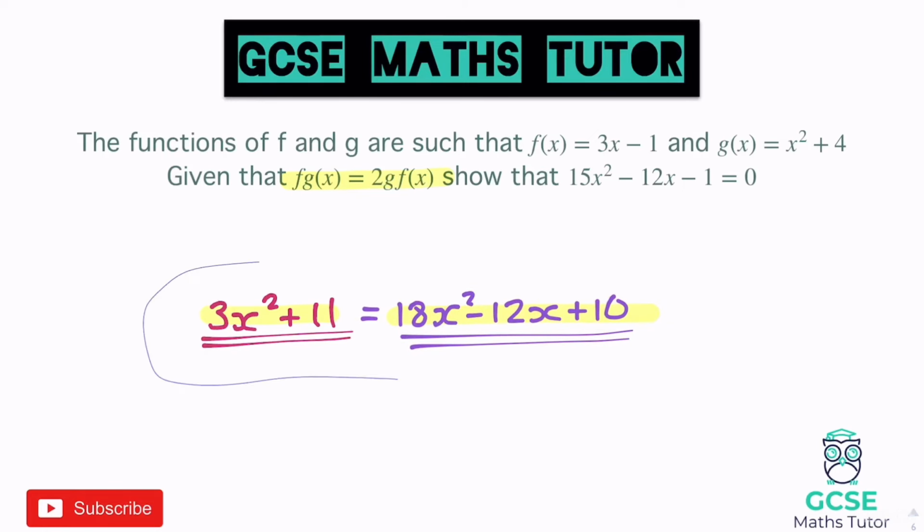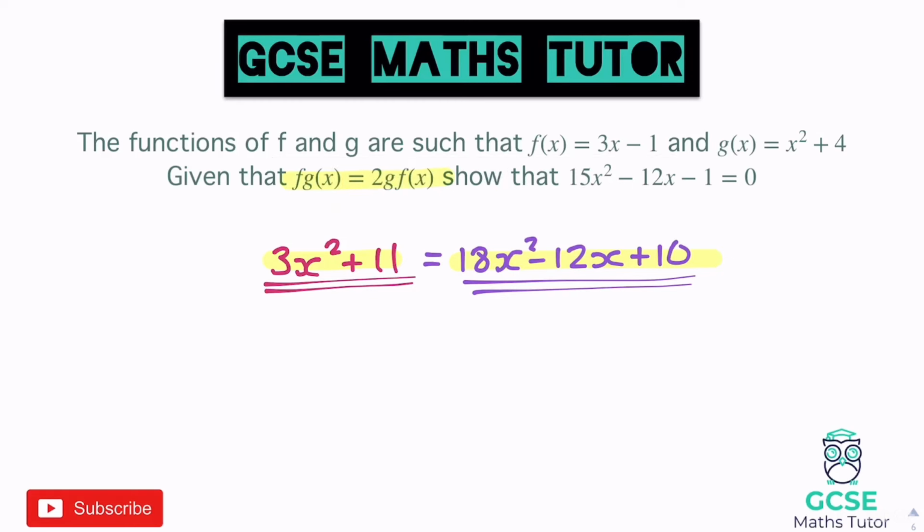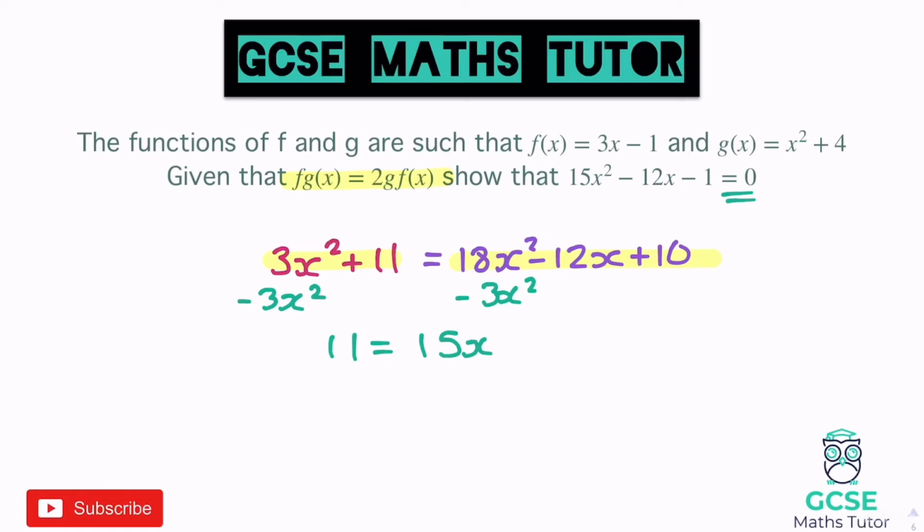So here's our little function that we've got. We've set them equal to each other. We actually just need to go about making this equal to 0 now because it wants it equal to 0 just here. So we've got the 3x squared on the left there. If we get rid of the 3x squared, there we go, so minus 3x squared. And we have 11 equals, and we have 15x squared minus 12x plus 10.